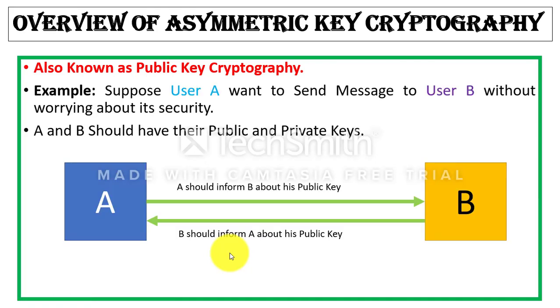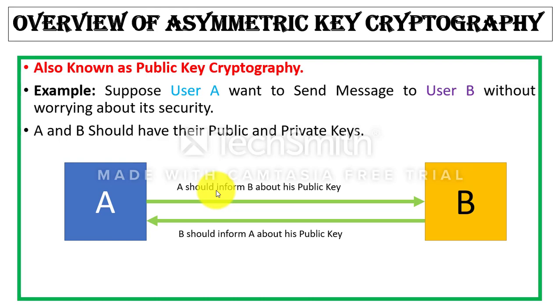Now suppose we have user A and user B. User A wants to send a message to user B without worrying about its security. So for message exchange between A and B, A should inform B about his public key and B should inform A about his public key. Here private key is kept secret. And first they will inform each other about their public key so that they can send the message.